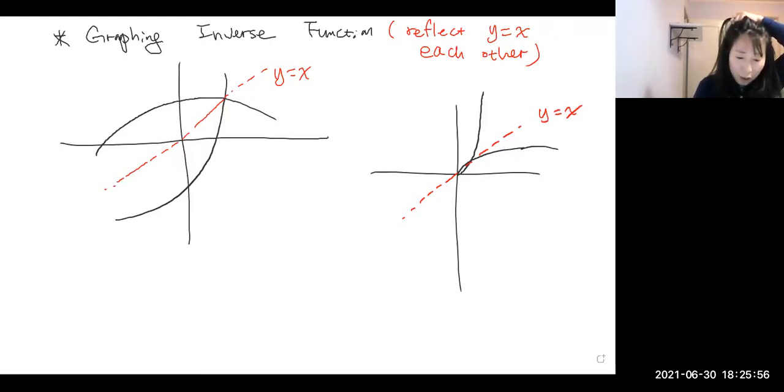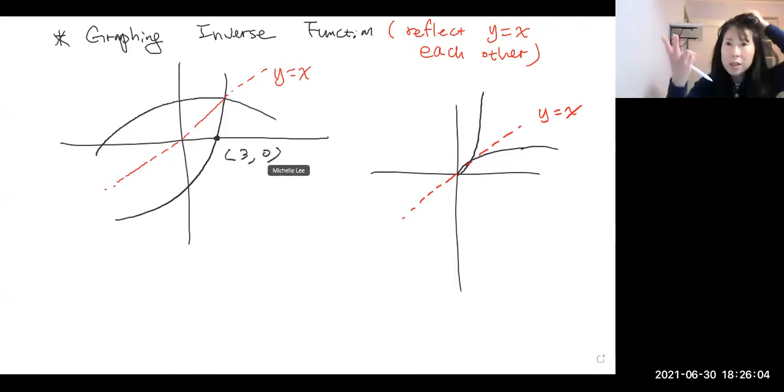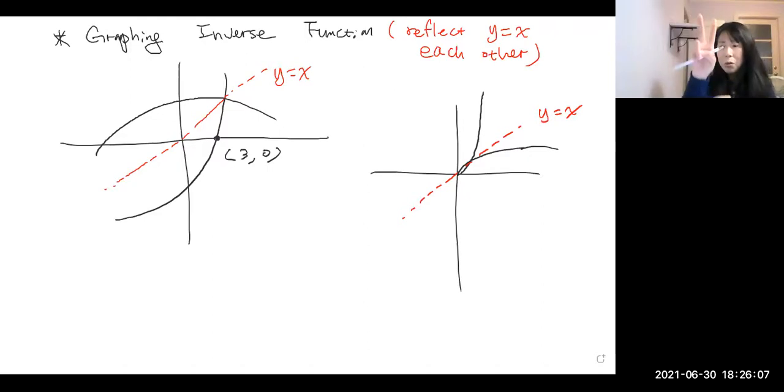For example, if we have this point, let's say 3 and 0, then we switch x, a and b. The first coordinate and second coordinate, we switch those. So this will be 0 and 3. If this one is, I don't know, maybe 10 and 2, then this will be 2 and 10. Okay. Make sense?